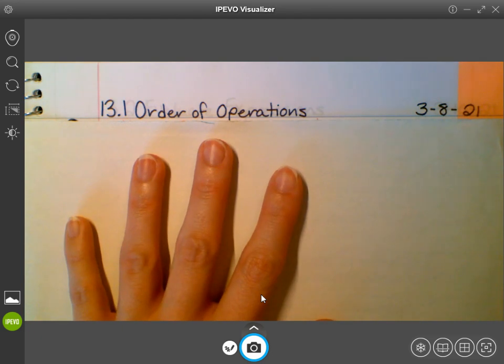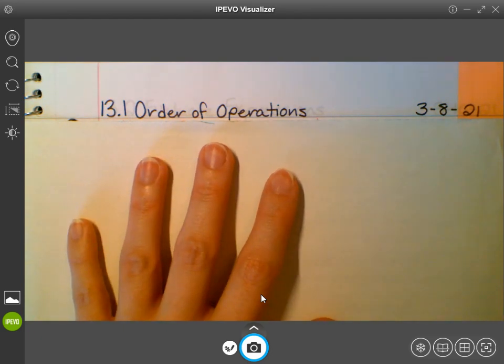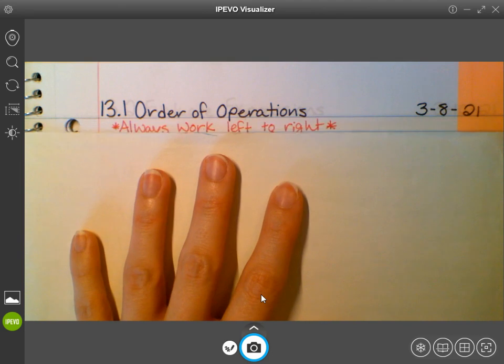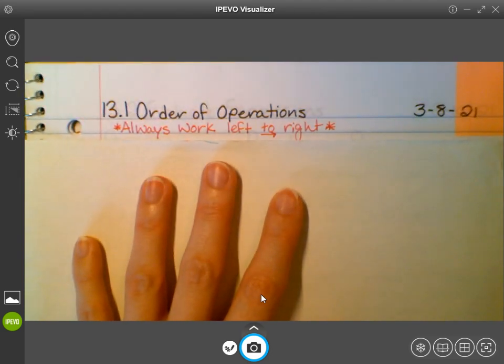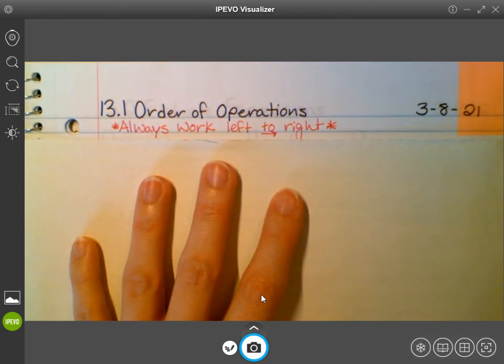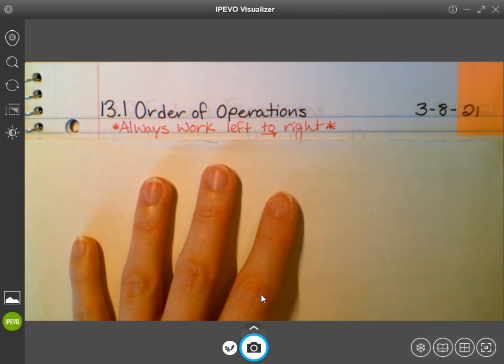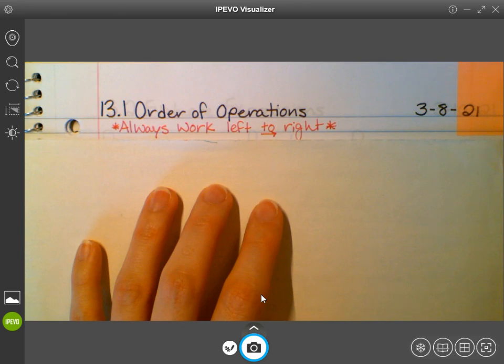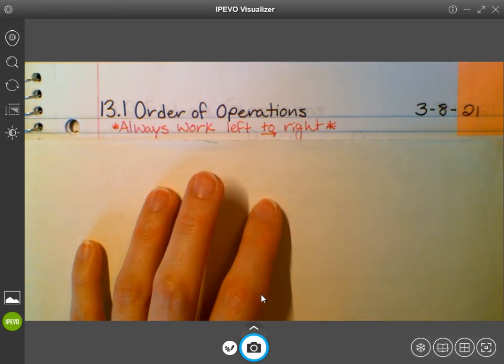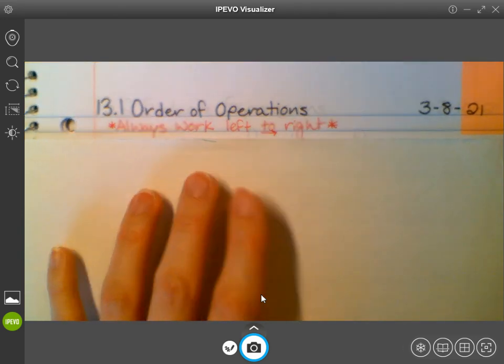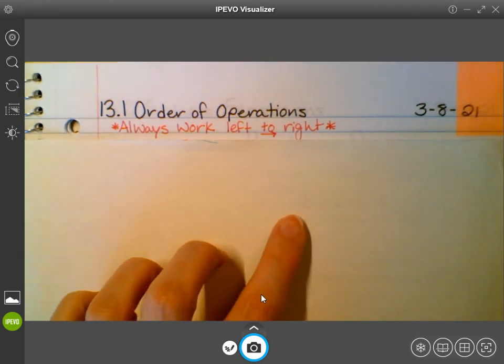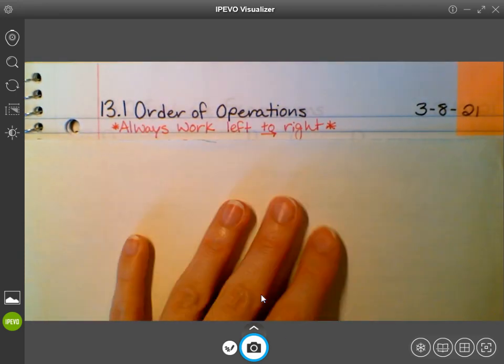So the first thing we always keep in mind, just like when we read something, we always work left to right. Always work left to right. So if you have two addition symbols, for example, in a problem, you would solve the first one on the left, and then you would solve the one to the right. So we always work from the left to the right.